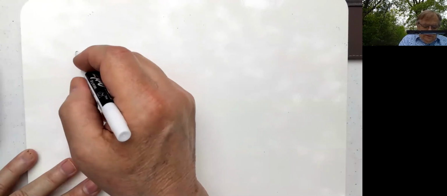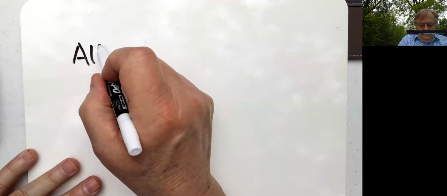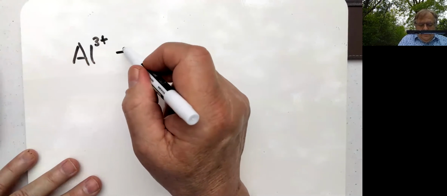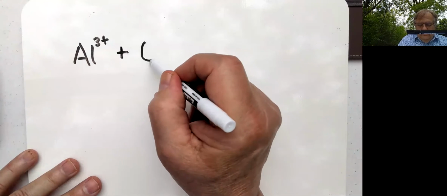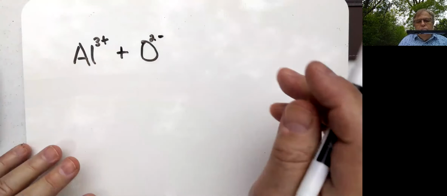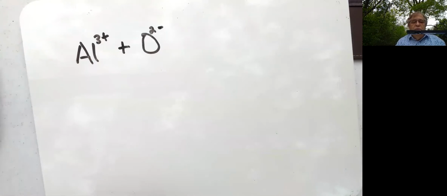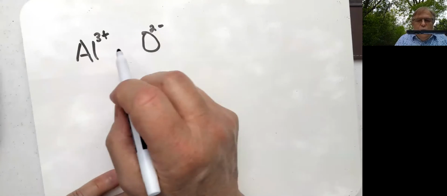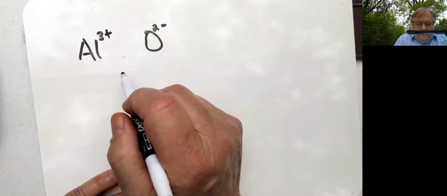So now what if we had aluminum, which is positive 3, and oxygen, which is negative 2. Well, once again, the easiest way and the safest way to do this, and I put a plus between them that time, not necessary. What we do here is we check for the least common multiple. So once again, least common multiple is 6.